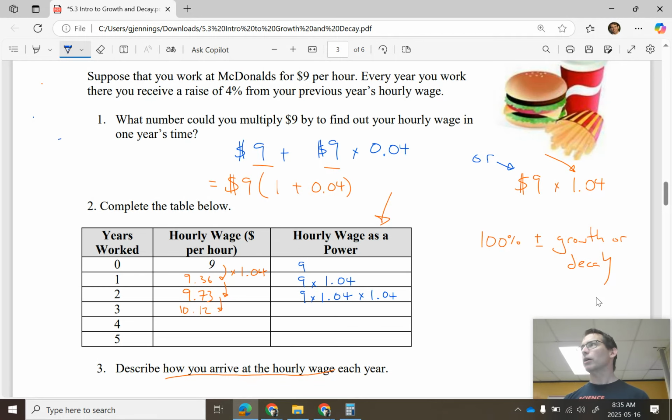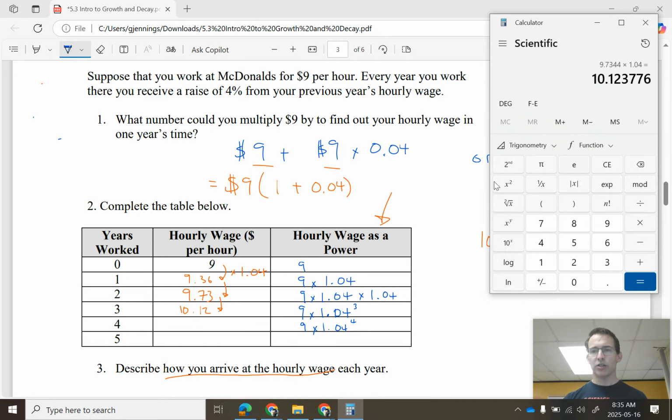And so on. After that point, I get a little bored of writing 1.04 so many times, so I'm going to write this as an exponent. This will be 1.04 to the what exponent? In this rung? Yeah, this one is power 3. And then 9 times 1.04 to the 4, and so on.